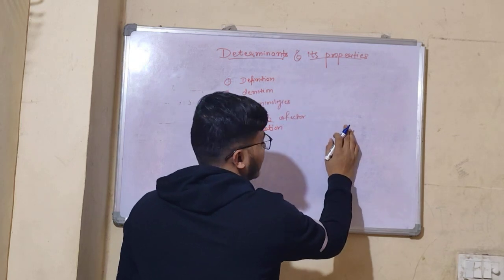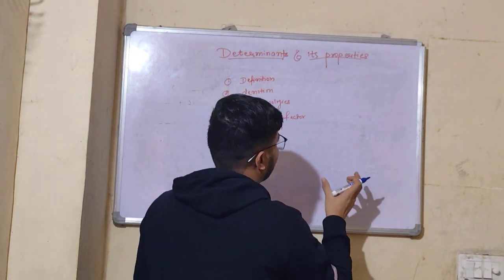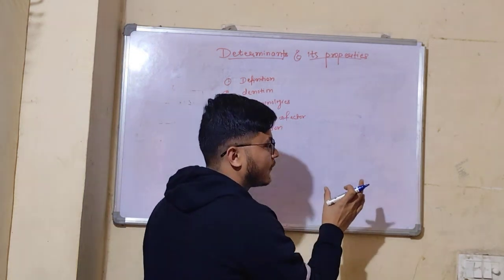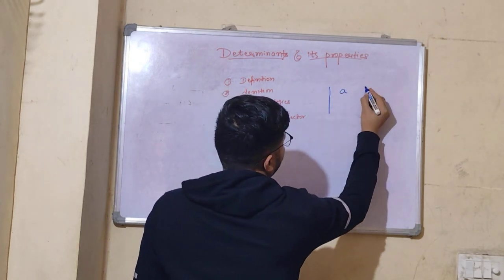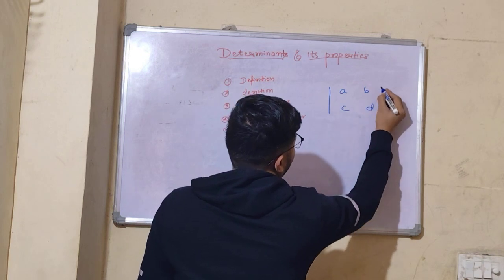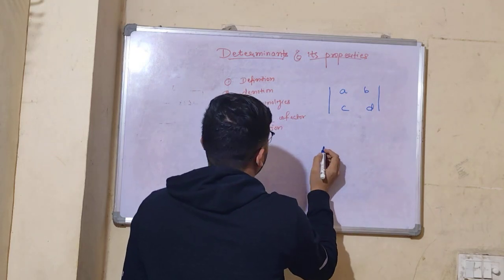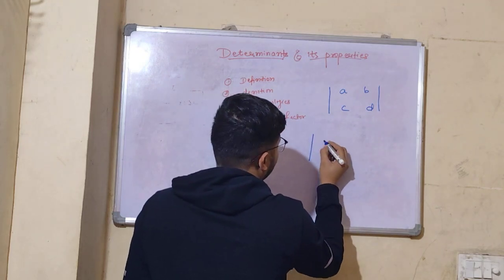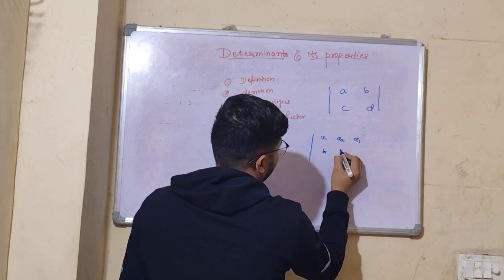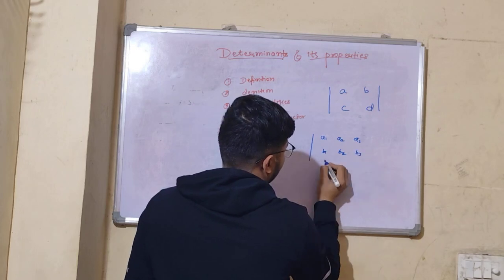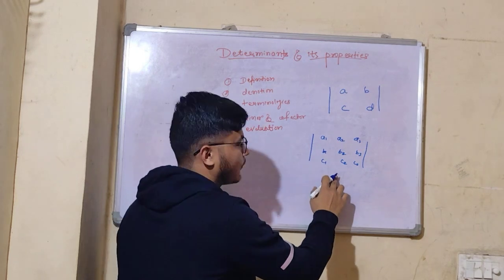So let me start with the definition. Determinant is nothing but the array of numbers which are denoted in between two specific lines in a squared manner. So this is how we denote it. Let's suppose we have the numbers A, B, C, D, and this is a 2 by 2 determinant. So it can be of any order. Let's say A1, A2, A3, B1, B2, B3, C1, C2, C3. Here we have another determinant of 3 by 3 order.